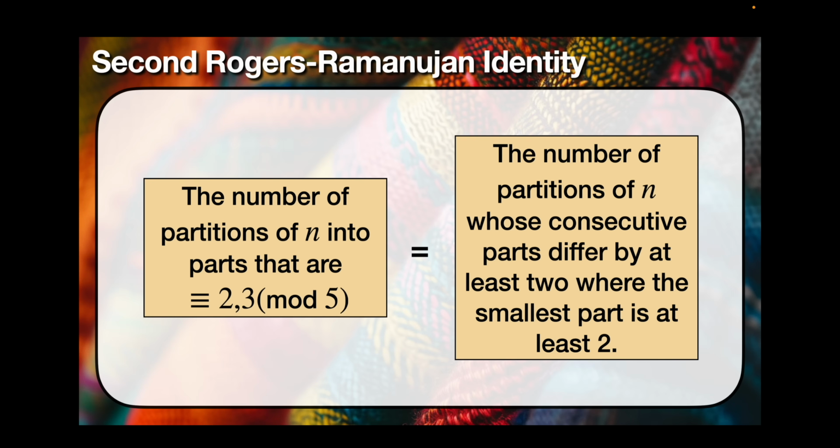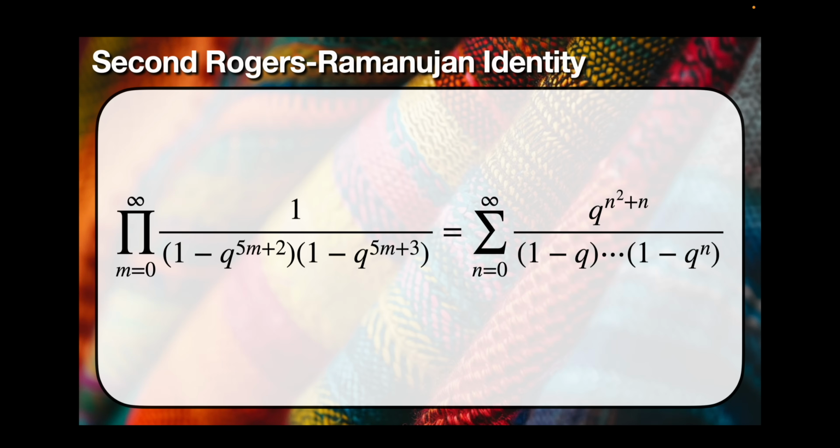Now we can write down a version of these involving generating functions pretty easily. So I won't go through the derivation here, but we've got this product over here on the left-hand side. It's of things of the form 1 over 1 minus q to the 5m plus 2 times 1 minus q to the 5m plus 3. And then we've got this sum over here on the right-hand side. Notice that in the numerator, we've got q to the n squared plus n. That's how it differs from what we had before.